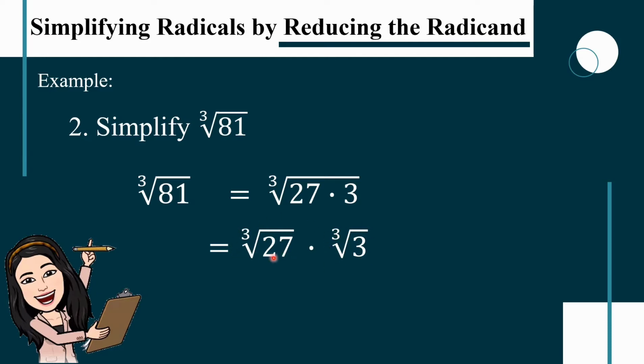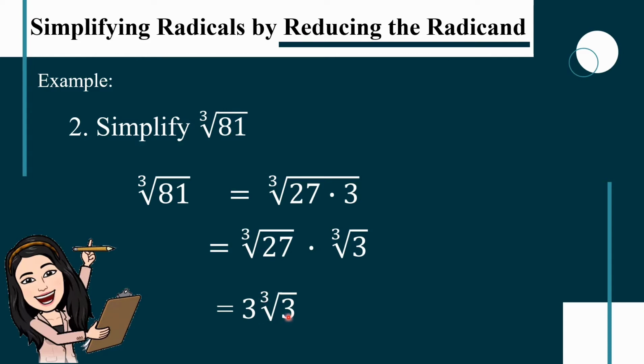Ang perfect cube ating isimplify. And that is, ano yung number na pag pinag-multiply natin 3 times sa kanyang sarili, will result to 27. Okay, so that is 3. 3 times 3, 9 times 3 is 27. So therefore, that will be equal to 3. We have cube root of 3.